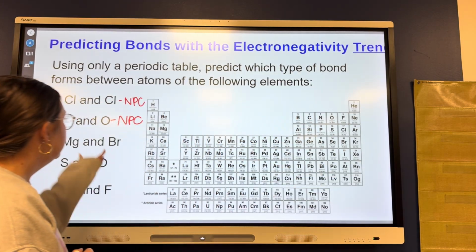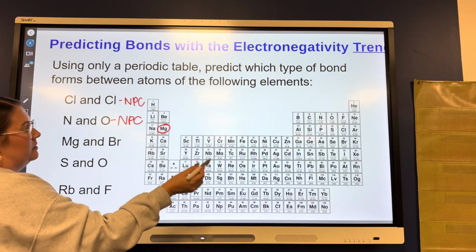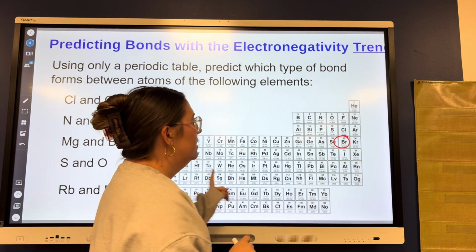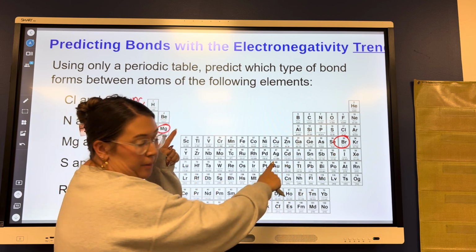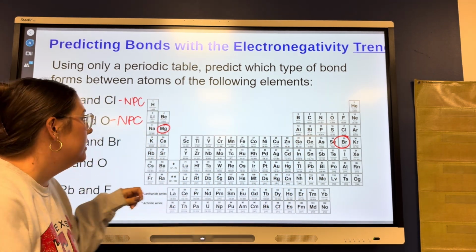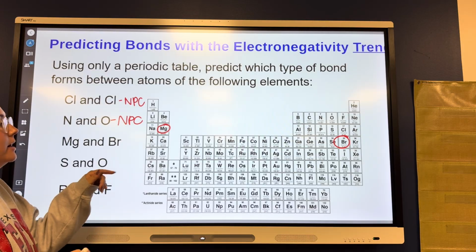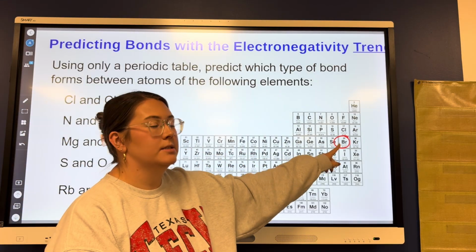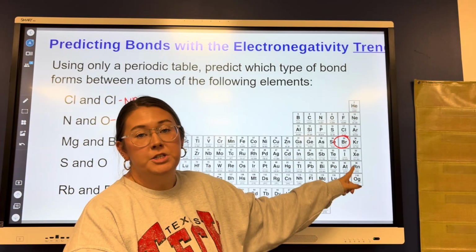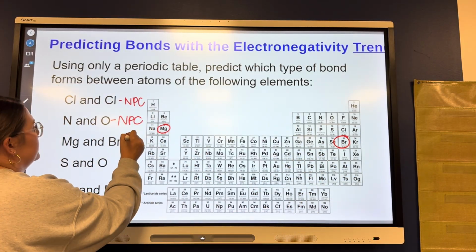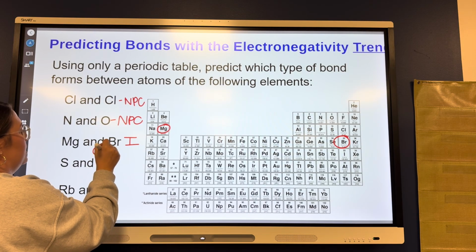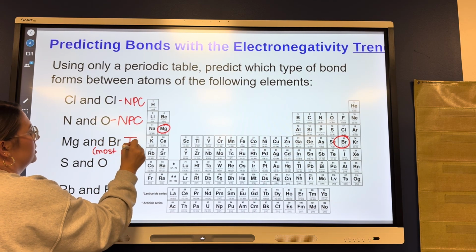The next one we have is magnesium and bromine. These are really far apart, so this means that they're going to be extremely polar. They're not only very polar, but look at the types of elements in this bond. We have magnesium, which is a metal, and bromine, which is a nonmetal. These would be considered ionic. And I'm going to make a note here that that is the most polar.